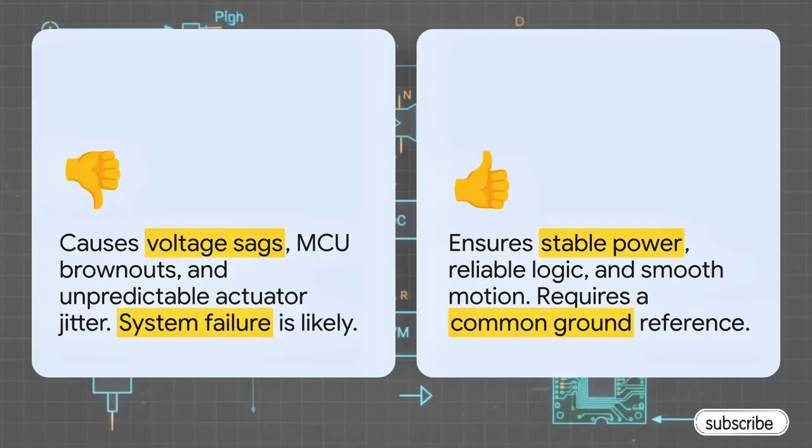And this slide really lays out the consequences of your power architecture choices. On the left, you see the wrong way to do it, a shared power supply. This leads to all sorts of problems. Voltage sags, your microcontroller browning out and resetting, and that awful, unpredictable jitter in your actuator. Now look at the right side. This is the correct architecture. It uses isolated power supplies that only share a common ground reference. And what does that get you? Stable power, reliable logic, and smooth, predictable motion. It's the only professional way to do it.